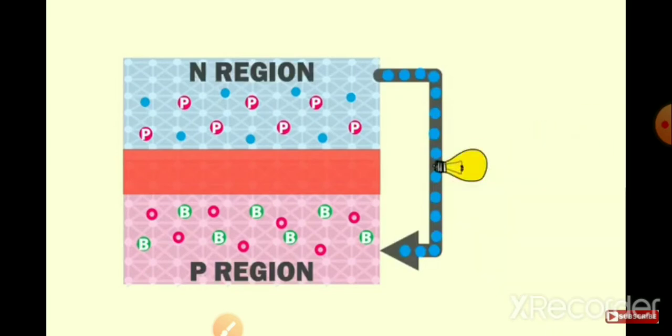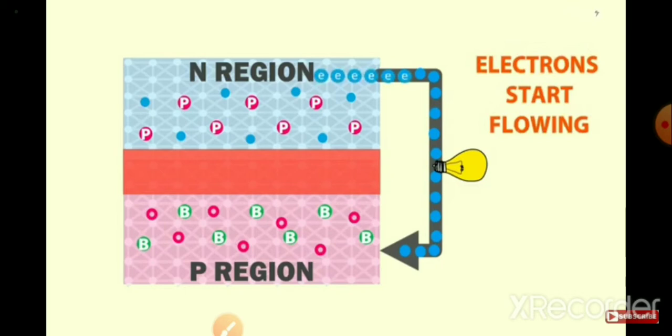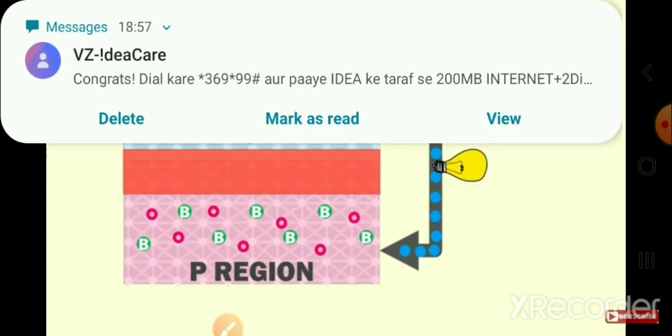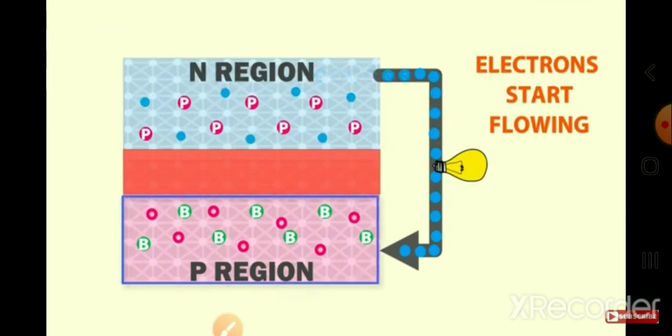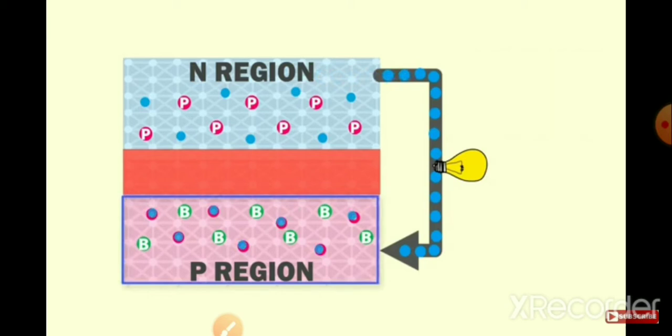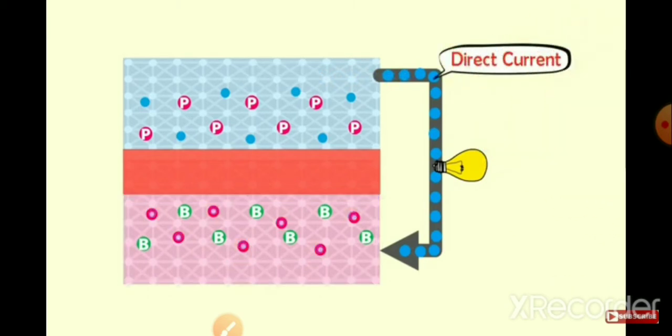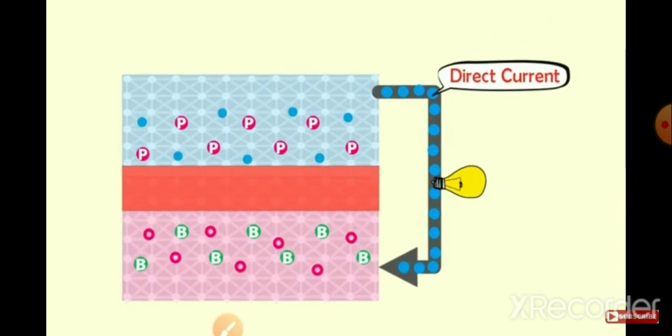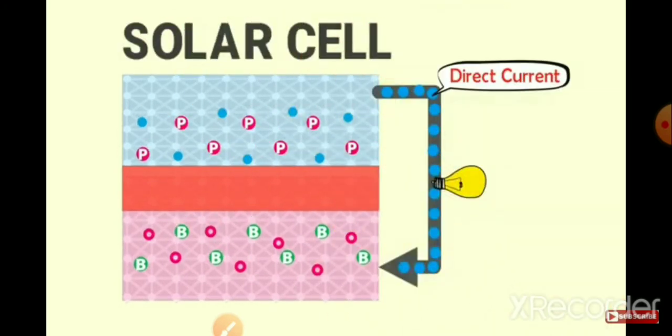Here you can see one conductor is put and one load, that is the bulb, is put now. Now we can see electrons in the P region will be recombined with the holes. So this way we will see that this system will continuously give the direct current or DC current.